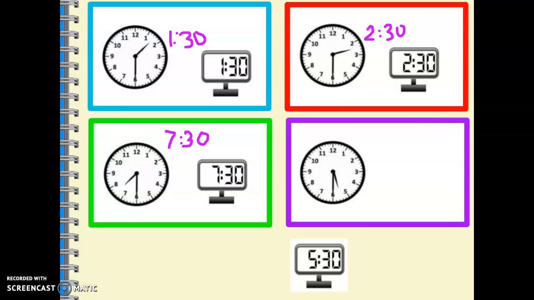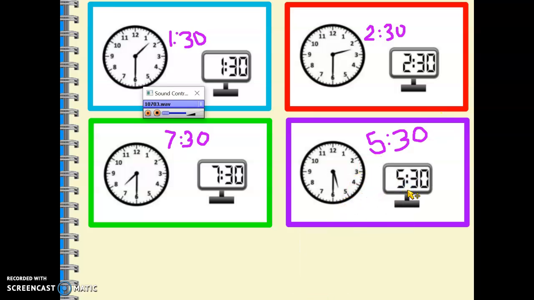All right, let's look at the last one. The hour hand is right here between the 5 and the 6. It's 5, and the minute hand is on the 6, indicating it is 30 minutes. So that time is 5:30. Awesome.